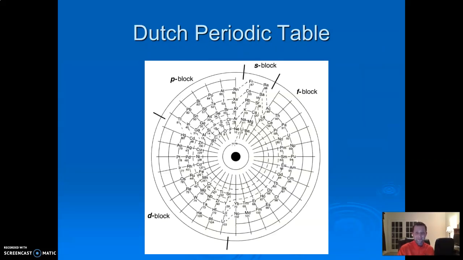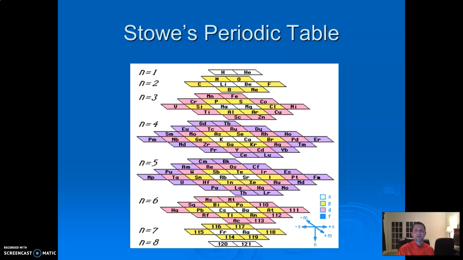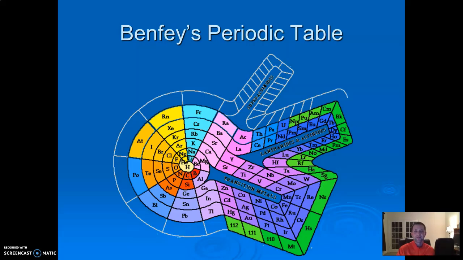Some other periodic tables that people have come up with follow the same general pattern of elements, but I just think they're interesting to show students because we could be using something like this if Mendeleev's table didn't work out. So we have a Dutch periodic table here, which I find really interesting. There's a scientist called Stowe. His periodic table is here. And my favorite one is this one, Benfey's periodic table.